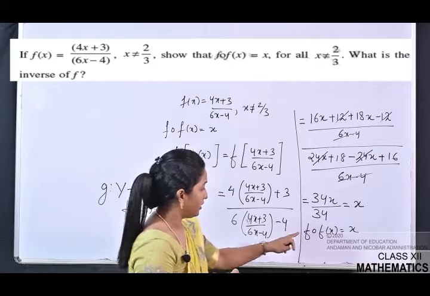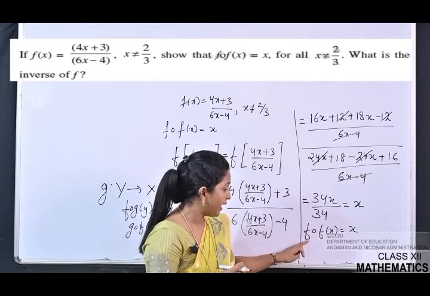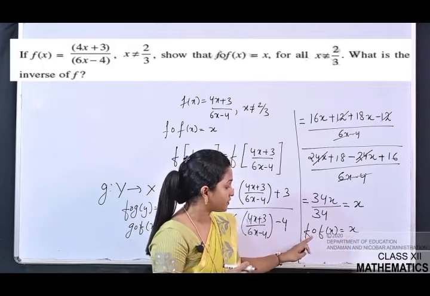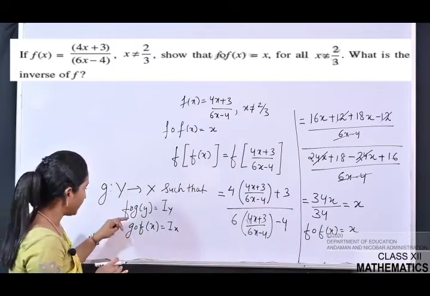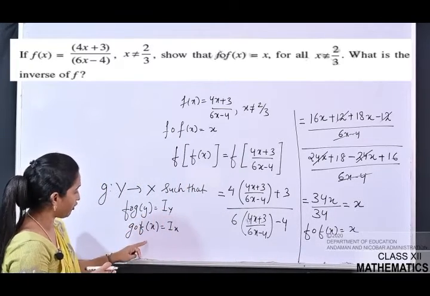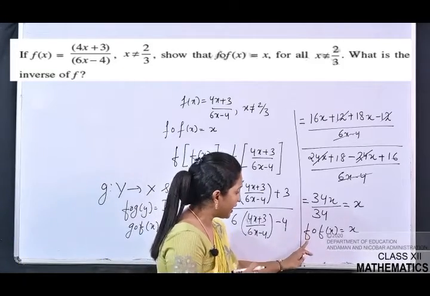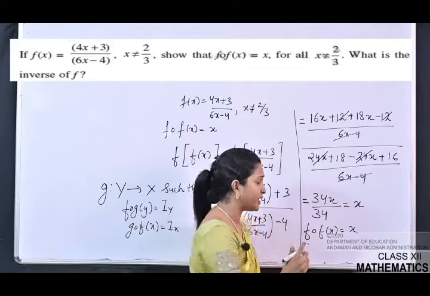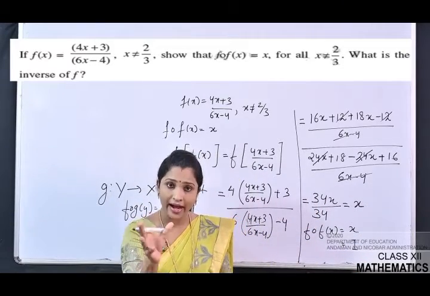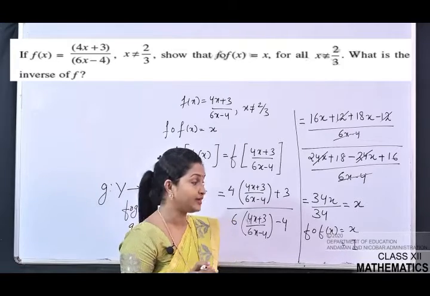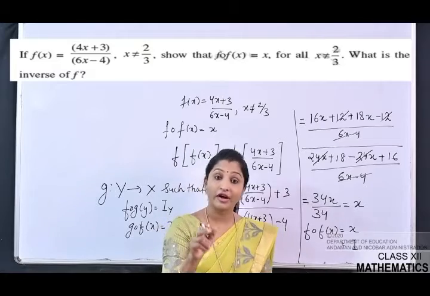Now here, instead of g you have f. That means fof is equal to x means f is the inverse of itself. Because when we are getting fog equal to Iy or gof equal to Ix, we are telling g is the inverse of f. So here when fof is equal to x, you are getting an identity function. fof of x is an identity function. That means you can say that this function is invertible and the inverse of this function is the function itself.